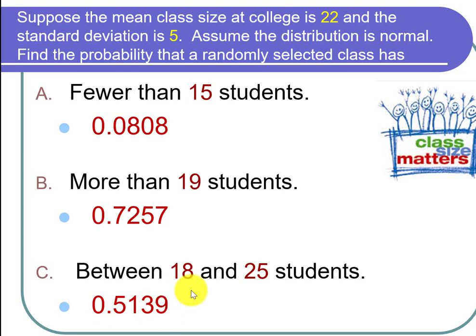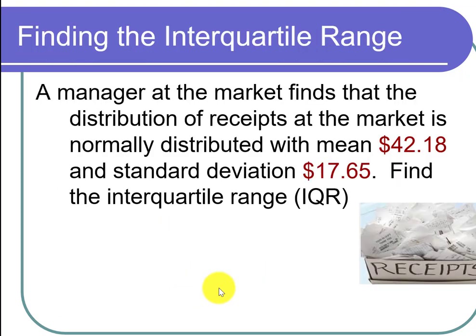So let's look at another example, and hopefully you're seeing that these examples are all pretty similar. Let's do another one. All right, so a manager at the market finds that the distribution of receipts at the market is normally distributed with mean $42.18 and standard deviation $17.65. Find the interquartile range. So possibly the hardest part of this one is to remember what the IQR is.